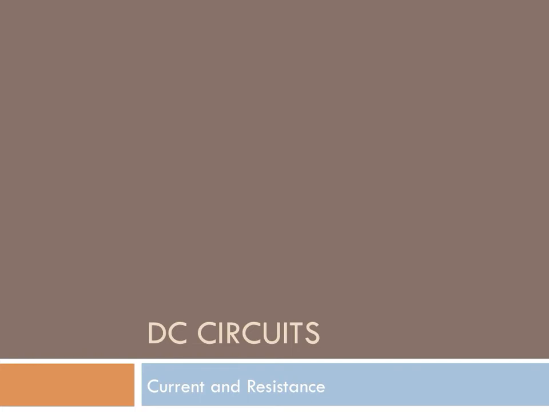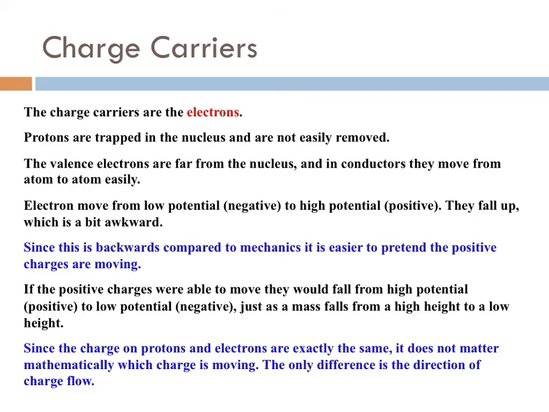This video covers current and resistance. Now again, much of this information we covered last year, so it's just going to be a quick review. Now, we know that electrons are the ones that move. Protons don't actually move. But electrons move from low potential to high potential. Okay, that's something that we talked about when we were discussing potential. So they technically fall up, which is a bit awkward.